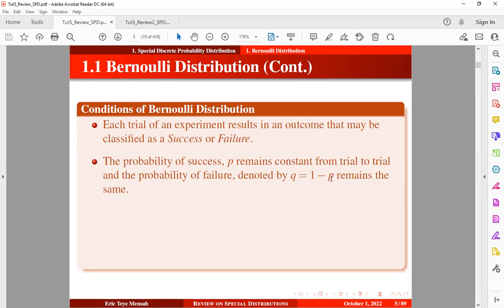So let's take an example. If you have to toss a fair coin, we know that the probability of observing either a head or a tail is going to be what? 1 out of 2. So the probability for our success, let's take, for example, we are interested in head.